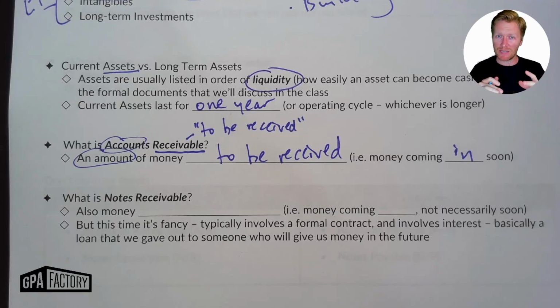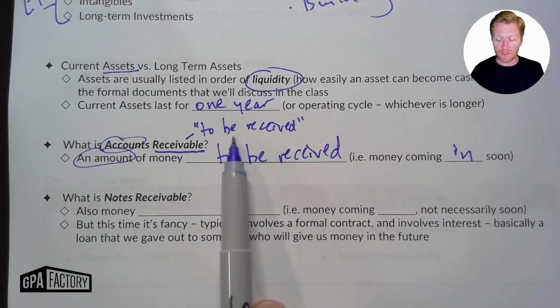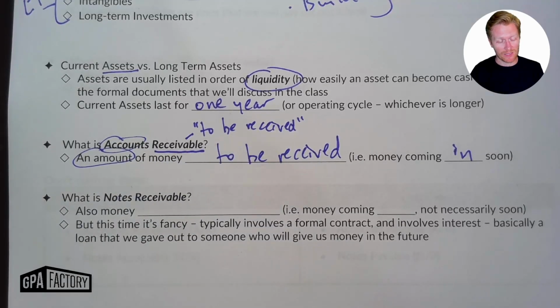But again, perspective is very important. The customer is going to pay our company at some point in the future. So it is an amount of money to be received by us, the company, right? This is money that's going to come in soon. We're going to keep track of the fact that the customer is going to give us that cash at some point in the future. So that is an asset, right? It's not quite cash yet, but it is going to become cash at some point very quickly.